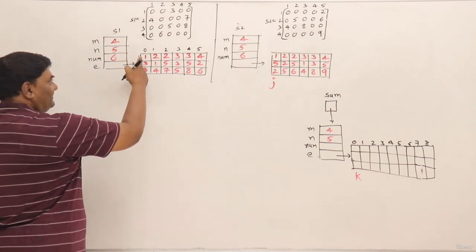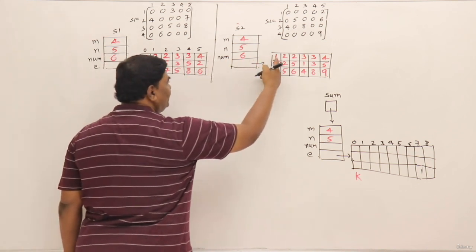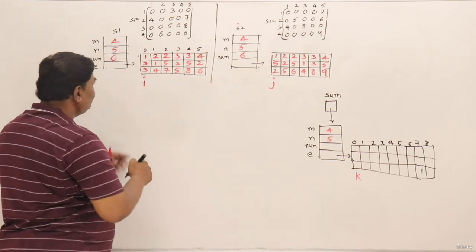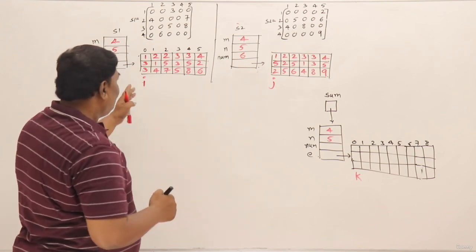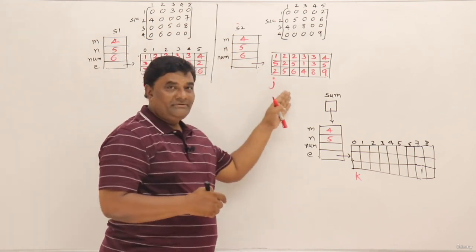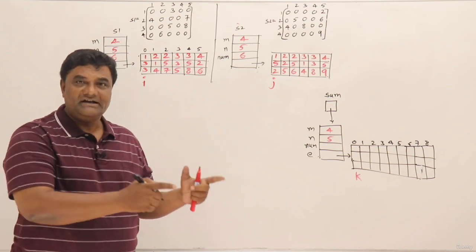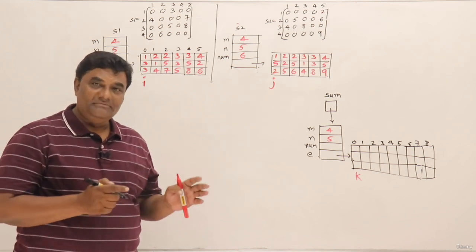See, first check the row numbers. Among these row numbers, if S1's row number is smaller, then copy this one there. If S2's row number is smaller, then copy that one. So whoever's row number is smaller, copy that one. So first I'll check row numbers.